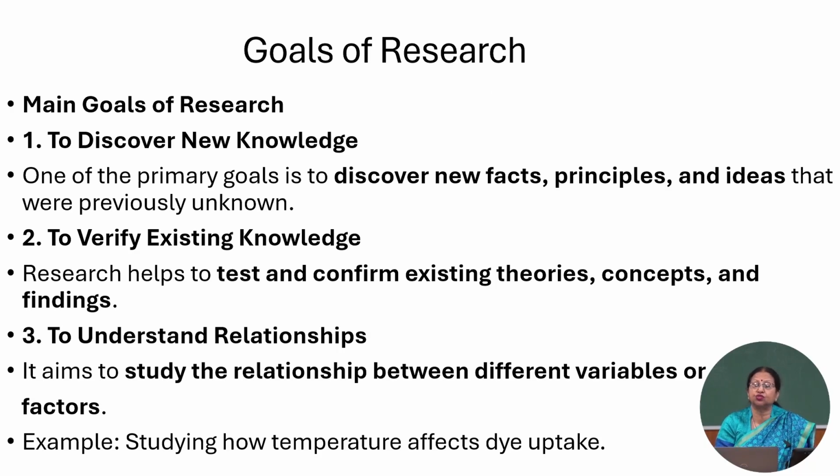So the main goal of research is to discover new knowledge, to verify existing knowledge, and third, to understand relationships. To discover new knowledge, one of the primary goals is to discover new facts, principles, and ideas that were previously unknown. To verify existing knowledge, research helps to test and confirm existing theories, concepts, and findings. And to understand relationships, it aims to study the relationship between different variables or factors. For example, studying how temperature affects dye uptake. Can dyeing be done at room temperature, or does it need to be done at boiling temperature, or can there be any in-between temperature which can be suitable for dyeing?